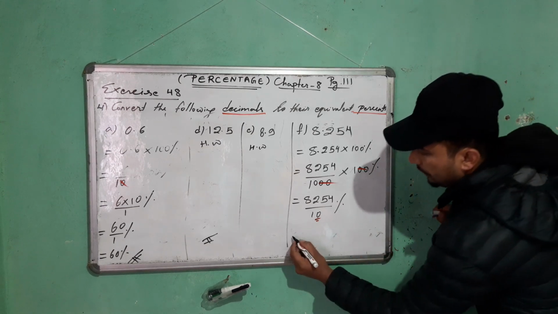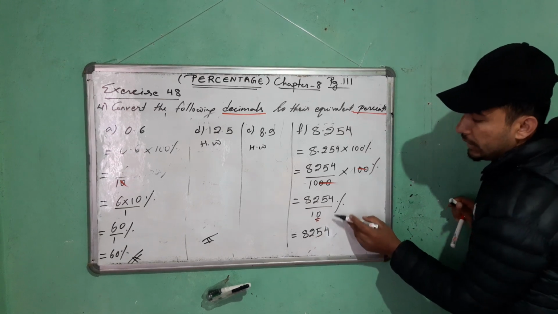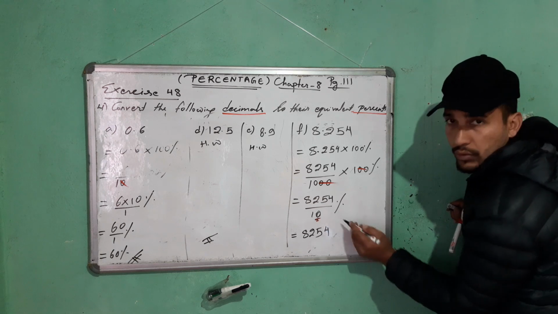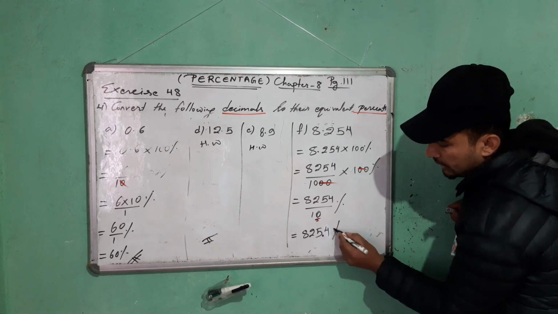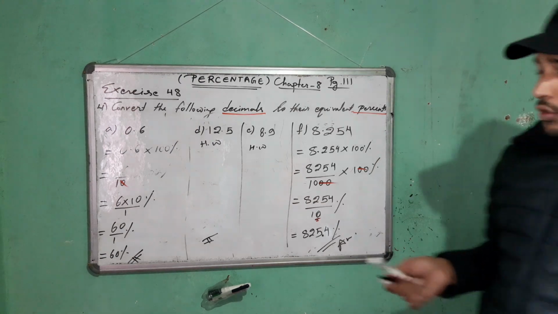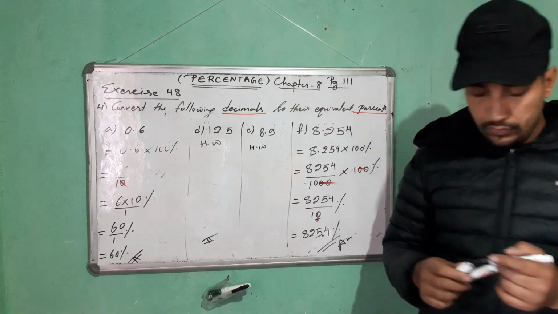Since here you have 1 zero, write this number 8254 and put the decimal in front of one digit. Since here you have only 1 zero, put the point here, decimal. This is your answer. So you practice this one properly also for your exam, okay? Now let's move on to another question.